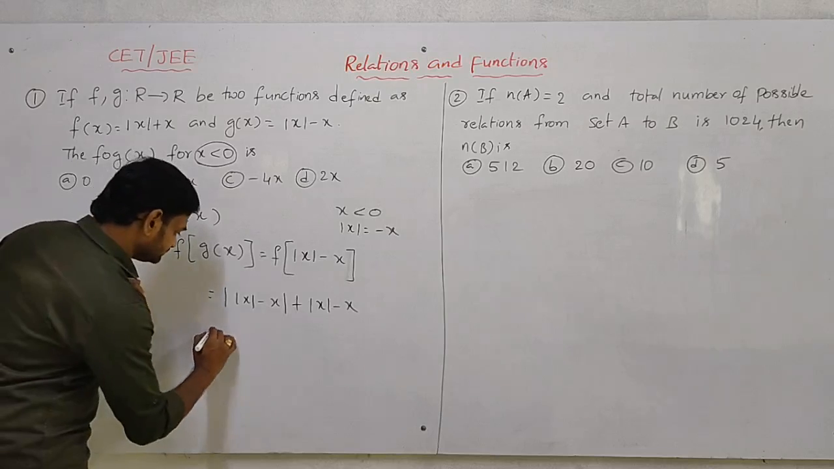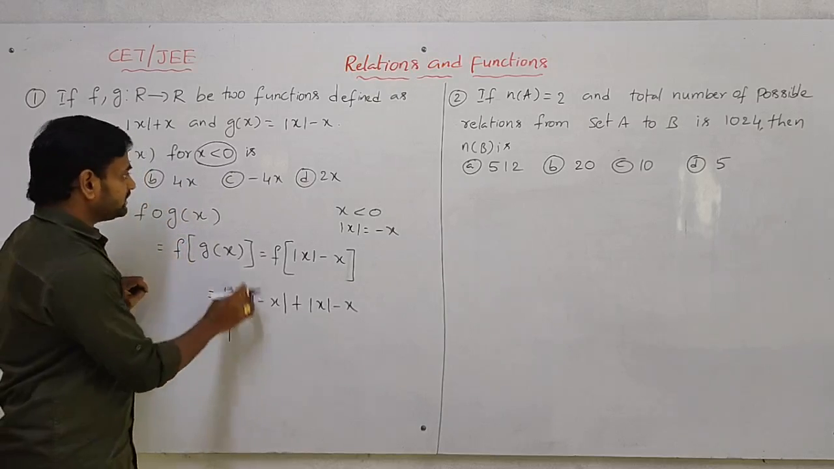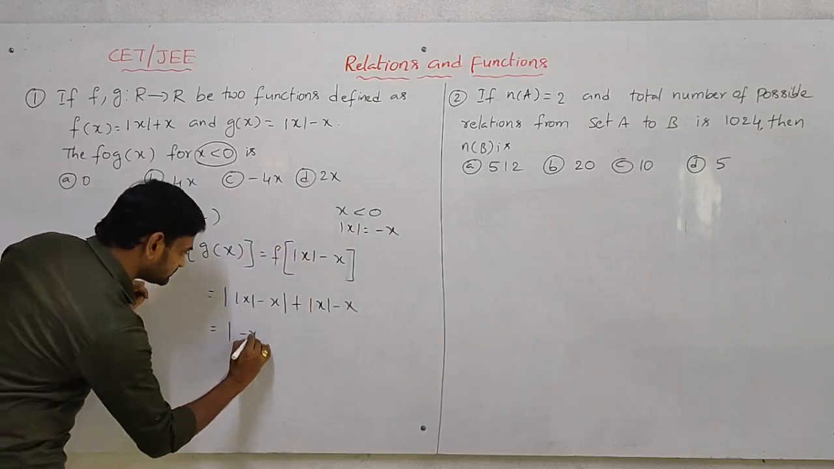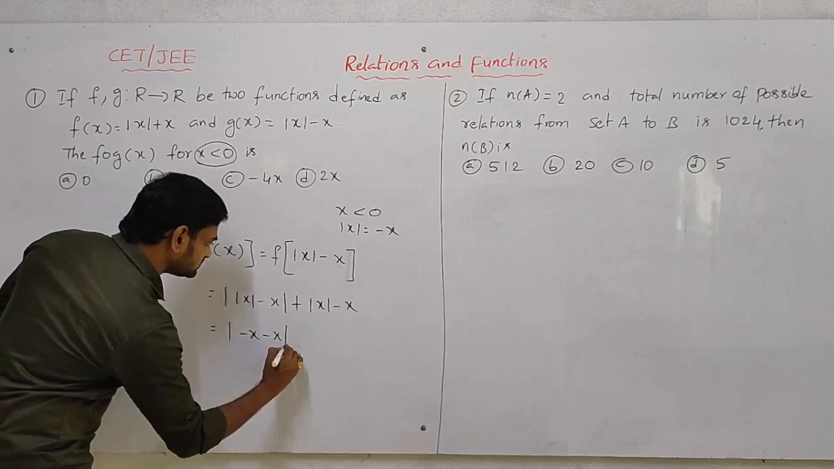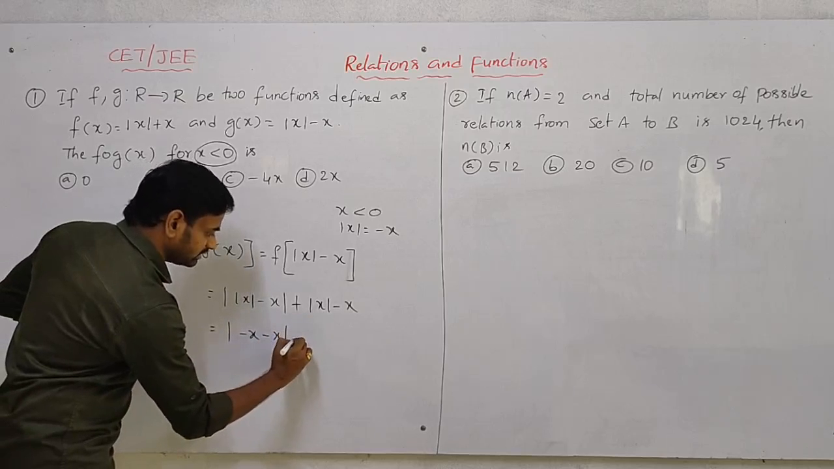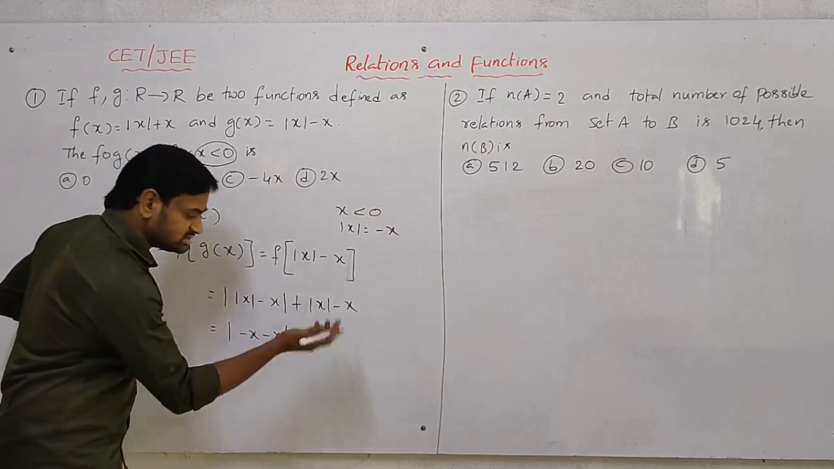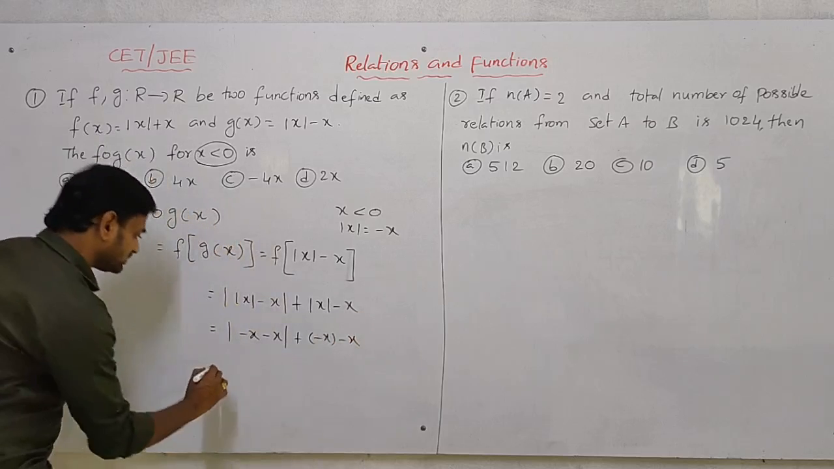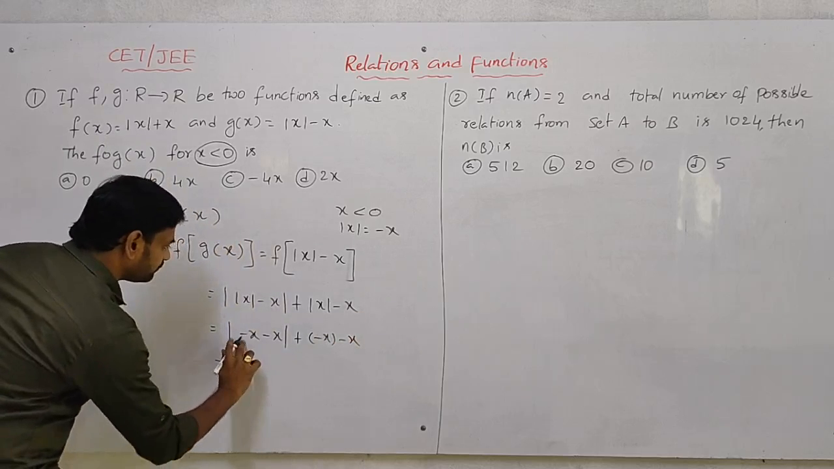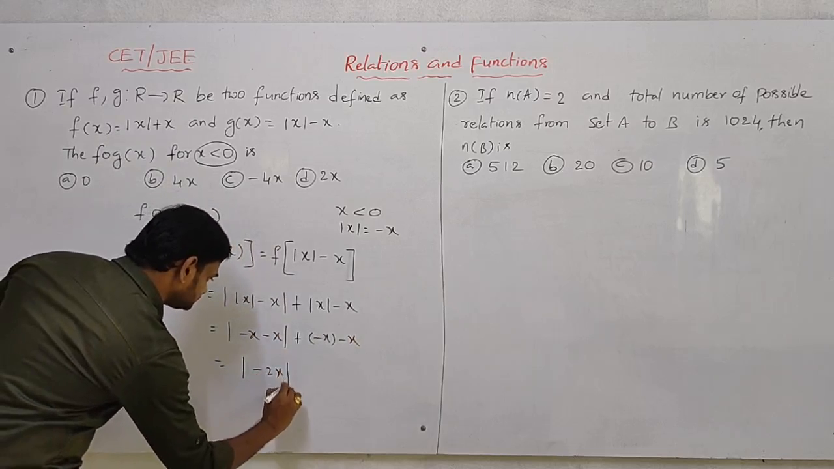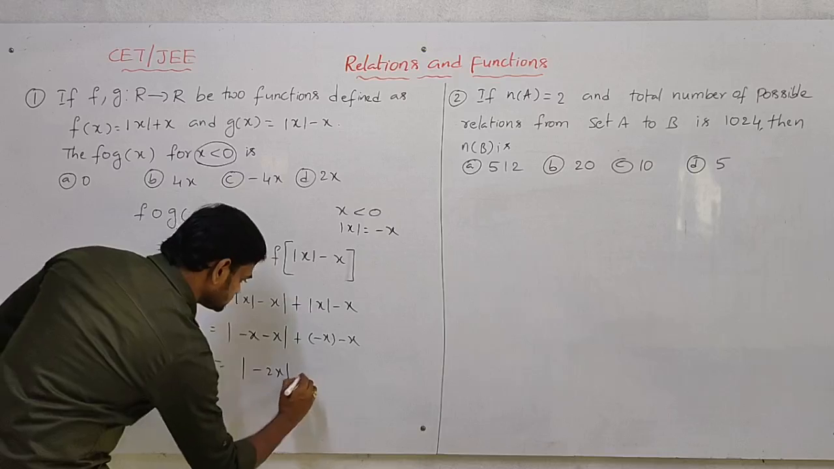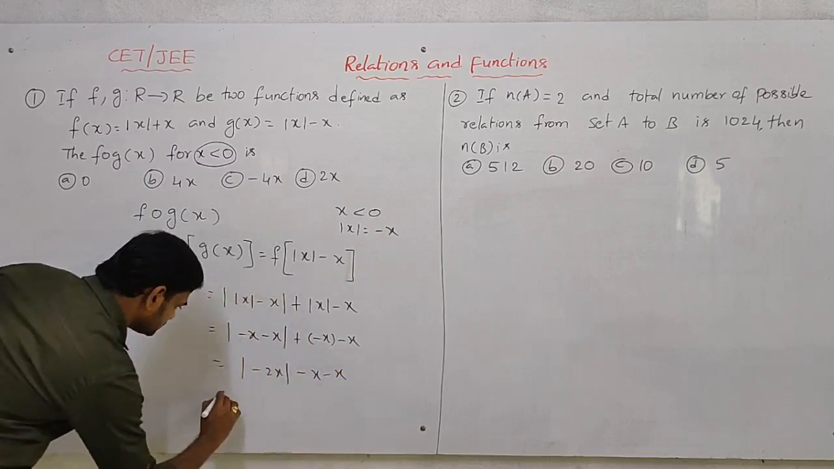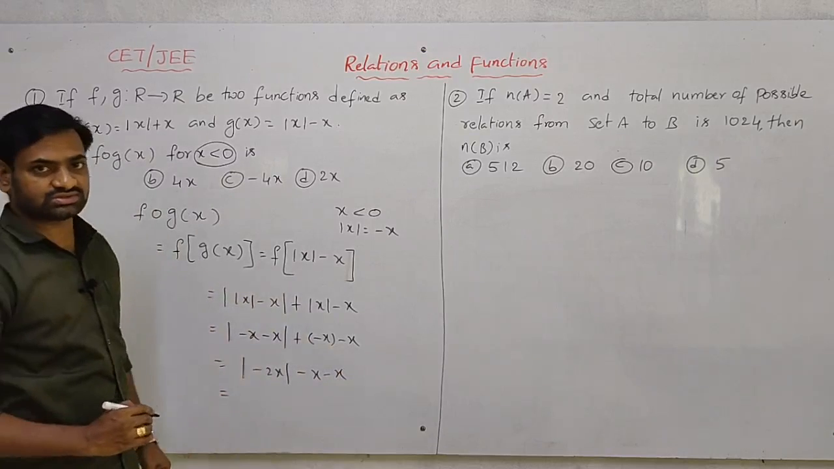Now see, when x less than 0, mod of x is minus x, so it is minus x, again minus x, plus here mod of minus x is again minus x minus x. That is, how much is it? It is mod of minus 2x. So it is minus x plus, minus into minus, minus x minus x. That is mod of minus 2x.